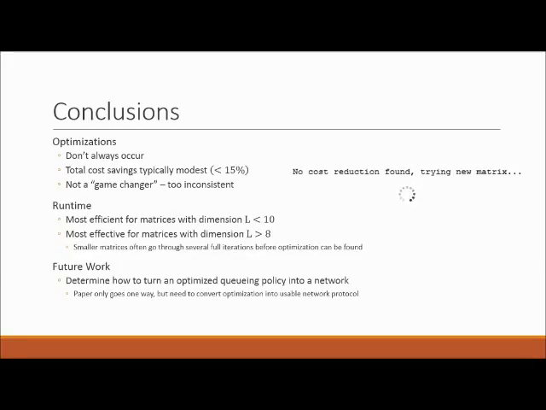From all my runs, I noticed that optimizations don't always occur, and this is actually the case more often than not. The total cost savings, when they do occur, are typically modest, less than 15%. Because of these two factors, I feel that this novel approach presented by the authors is not really a game changer because it's too inconsistent. In fact, when we move over to running the MATLAB code in real time, we'll probably see the line "no cost reduction found, trying new matrix" several times before we actually see an optimization occur.